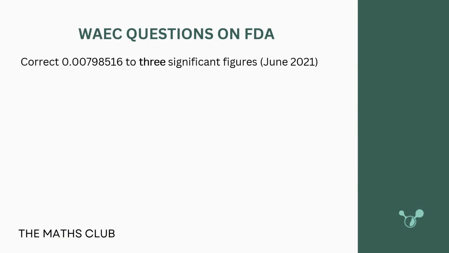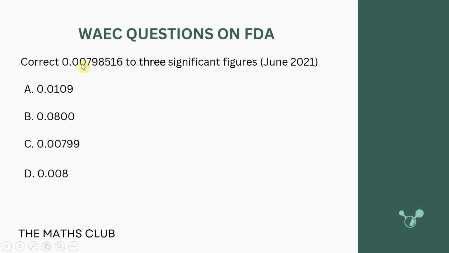So the next question says that we should correct this to 3 significant figures, right? We already know from what we did in approximation, 0 before any non-zero digit is not included. So our first significant figure is 7, second is 9, third is 8, right? Because the value after the 8 is at least 5, I have to add 1 to the 8. So that will be 0.00799, and that is option what?